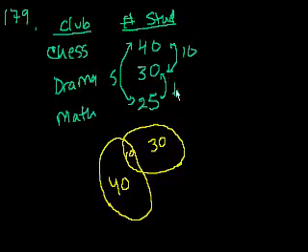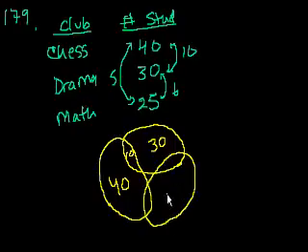And then drama and math, let's draw math. So math will intersect with both of these. Looks like that. Math has a total of 25 students. And their overlap with math and drama is 6. And the overlap with math and chess is 5.